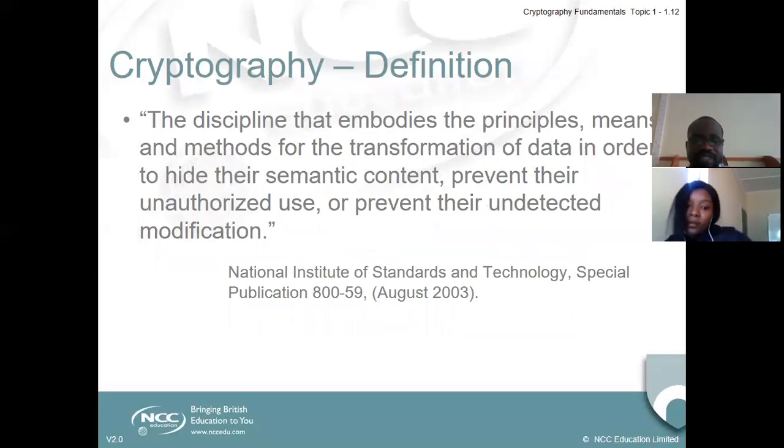And the definition of cryptography: the discipline that embodies the principles, means, and methods for the transformation of data in order to hide their semantic content, prevent their unauthorized use, or prevent their undetected modification. Actually, we're talking about encryption.